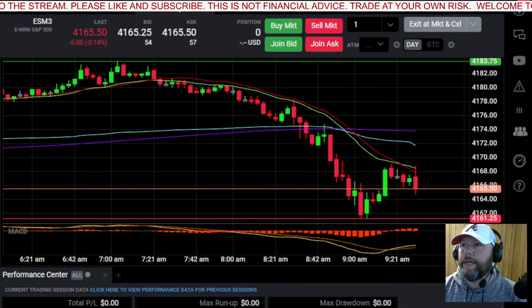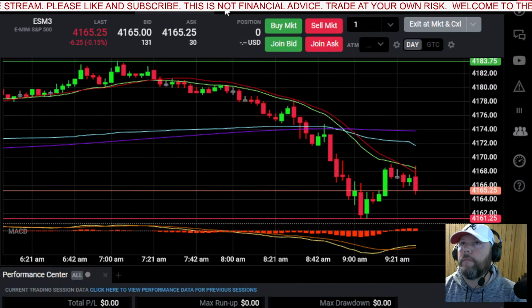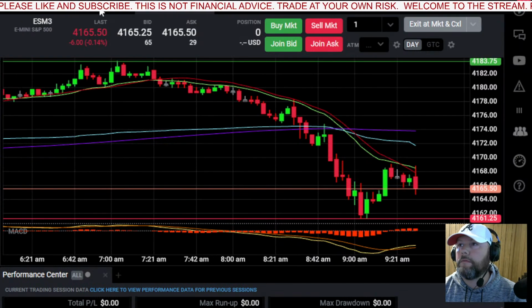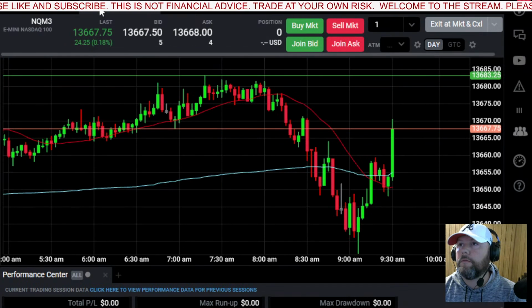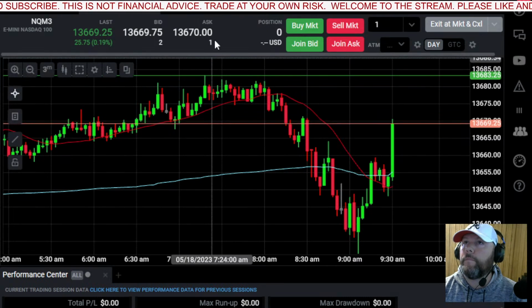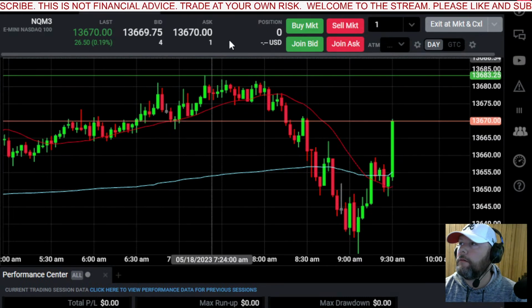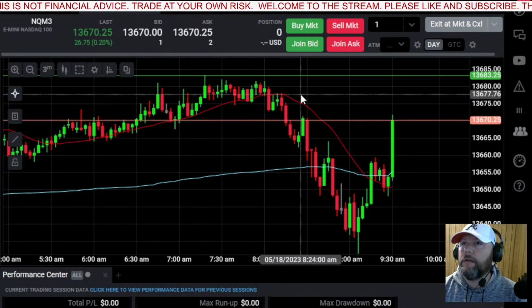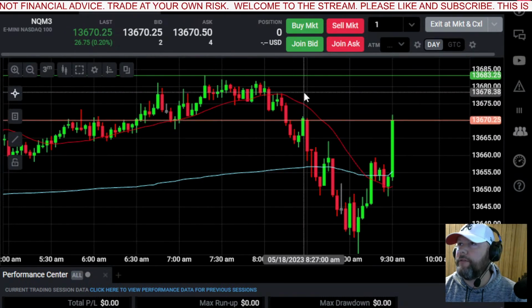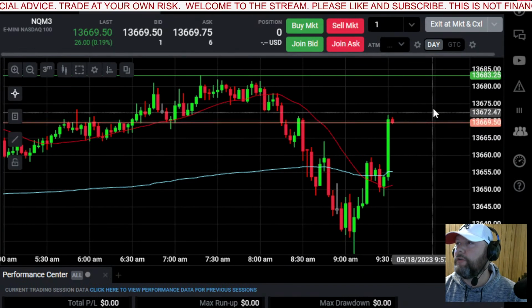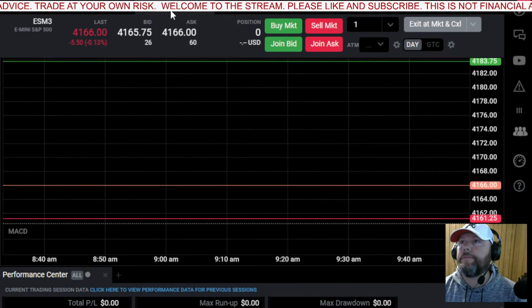ES trying to move on down here. Nasdaq stuck at the 70. Like I said, kind of looks like it wants to run this liquidity up here near the pivot, near 80. May want to get a bit of an overshoot before it rejects.